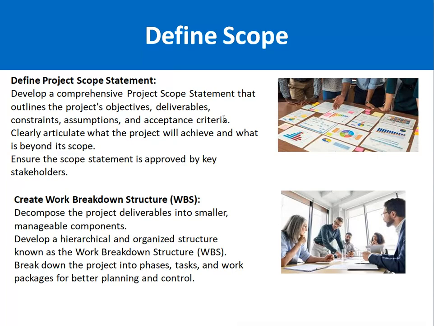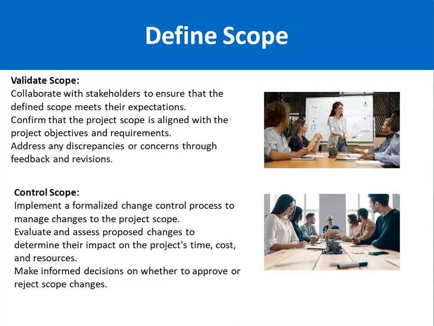Next step is to create the work breakdown structure, WBS. WBS means dividing the project into smaller pieces. It is called the divide and rule concept. Rather than focusing on the whole project, divide the project into smaller chunks at which you can basically estimate the work. So it's a hierarchical and organized structure known as the work breakdown structure. Break down the project into phases, tasks and work packages for better planning and control, and you can properly estimate it.